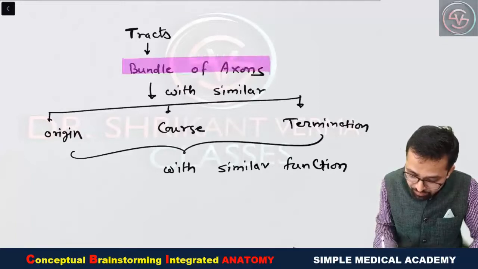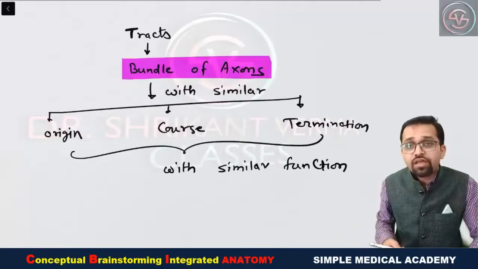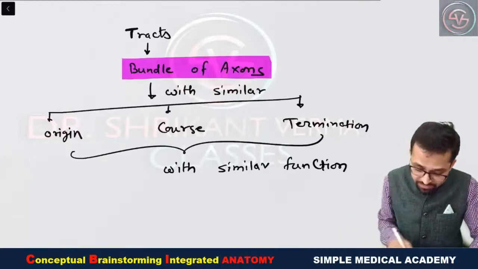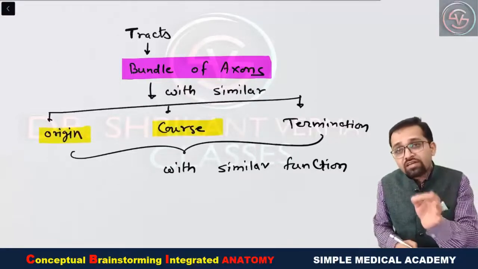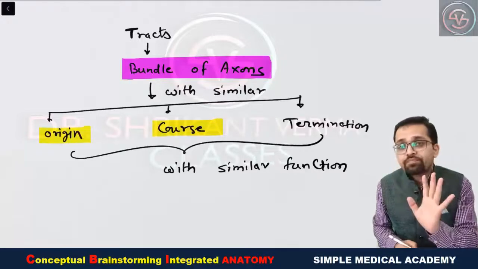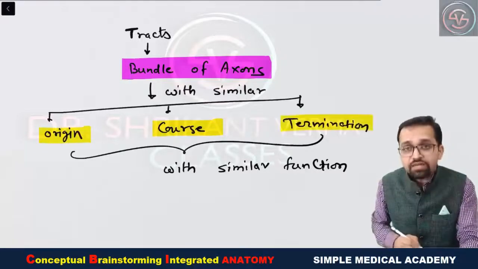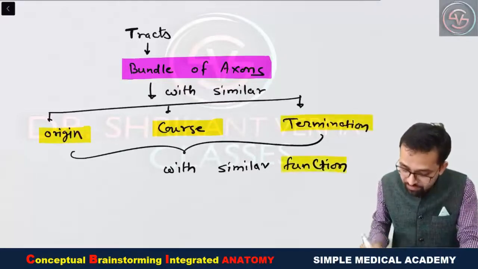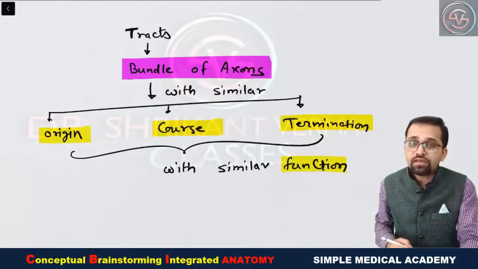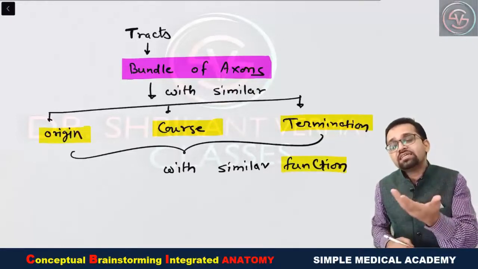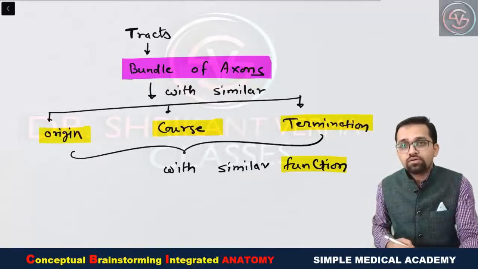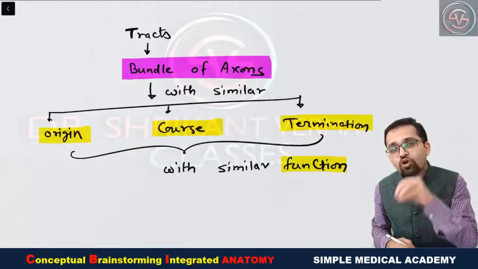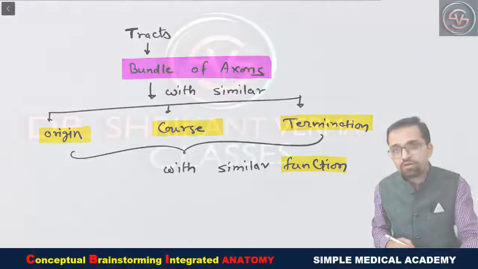Otherwise, in brief, you can remember tracts are bundles of axons. What is similar? Yes, similar origin, receptors are the same; similar course, they are running within the spinal cord with the same pathway; similar termination, as well as similar function. And you know very well, tracts are of two types, either ascending or sensory, or descending or motor. Okay, so now we are going to see various important tracts located in our spinal cord.